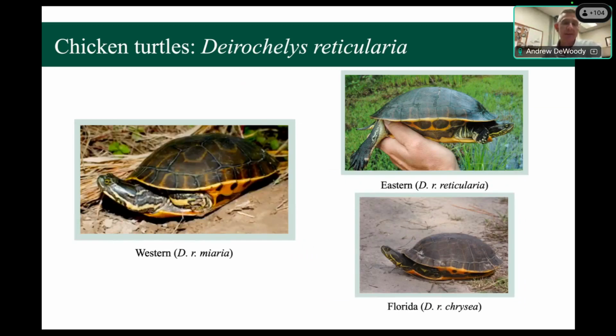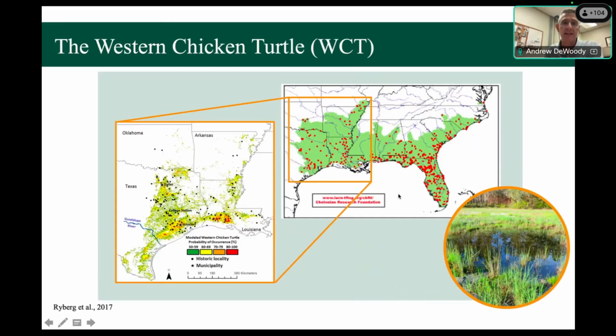The three different subspecies are shown here, and I'm going to talk almost exclusively about the western subspecies today. But I'll show you the taxonomy here of the other two subspecies, the Florida and the Easterns, because the next slide I think I'll show you a map. It shows here's the range of chicken turtles, right?